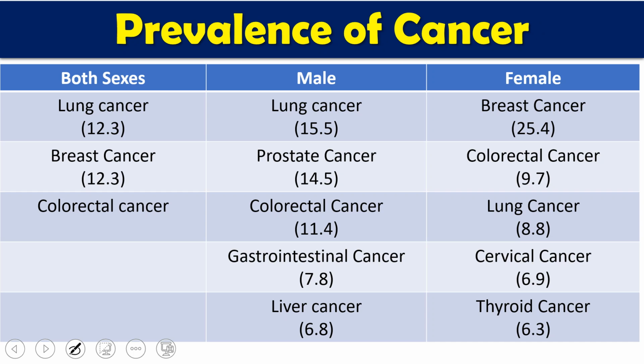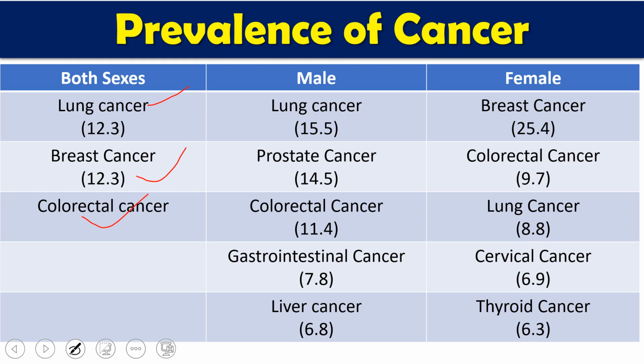When we talk about the prevalence of cancers, it varies according to gender, differently in males and differently in females. When we talk about both sexes together, lung cancer and breast cancer have almost equal prevalence. Roughly 12.3% prevalence is for lung cancer and 12.3% prevalence is for breast cancer also. And the third most prevalent cancer, taking both genders together, is colorectal cancer.